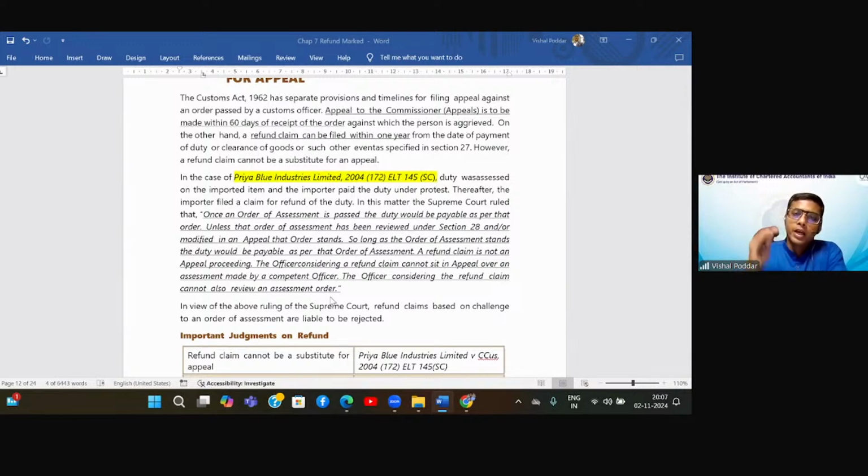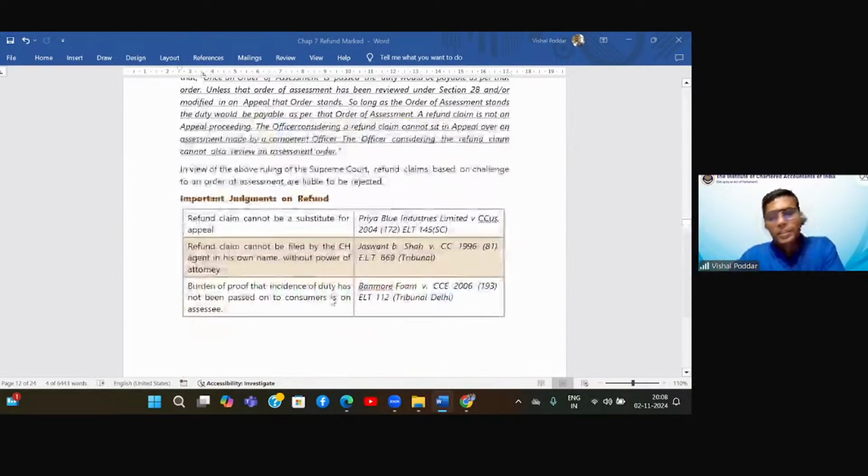So it means the appeal and review officers, which are higher up, are different officers. They are specifically nominated, appointed for that particular purpose. And the refund officer is a different officer who does not have any such power of appeal or review. He only has the power of refund. So you cannot indirectly challenge the order of assessment by filing a refund. This is the crux of this particular case.